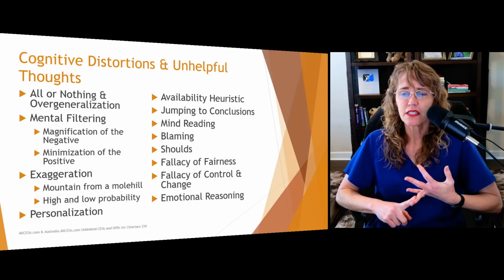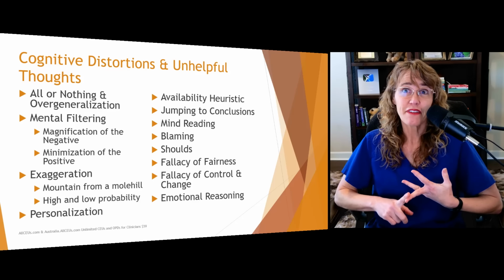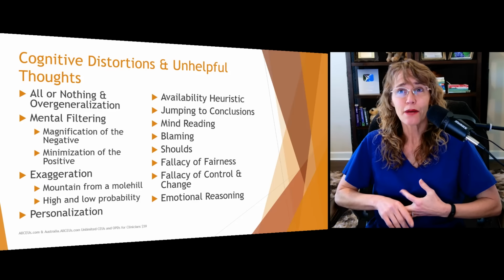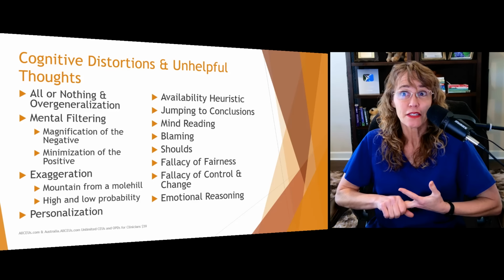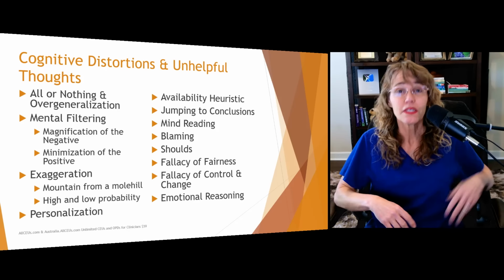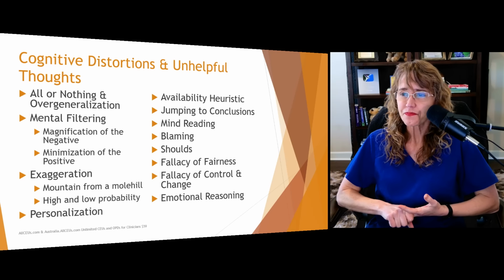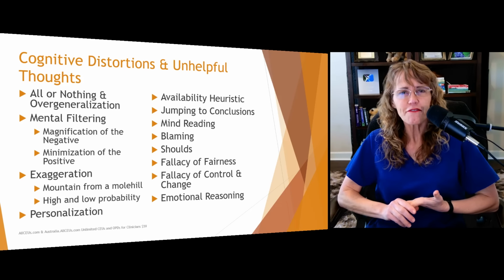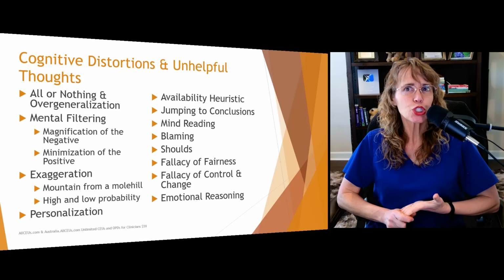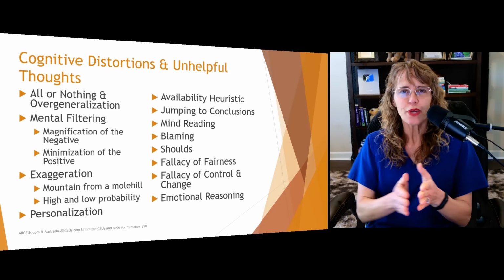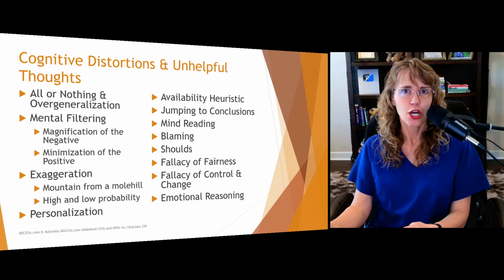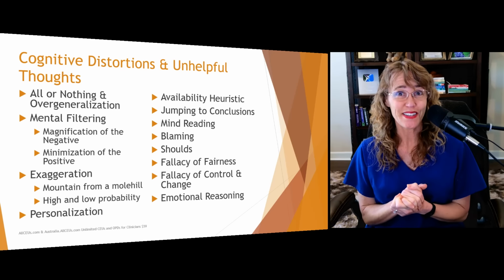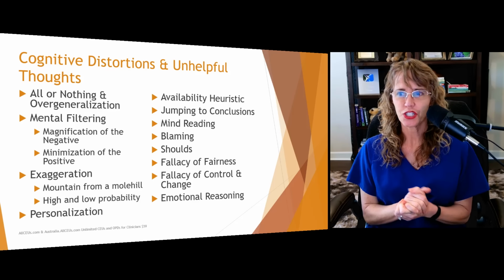Blaming, shoulds, thinking that life is going to be fair, it doesn't happen. People need to accept the fact that sometimes unfair things happen, whether they're acts of God or acts of people. Life can be very unfair. The fallacy of control and change is another one. People often are far more confident that they can control things that they can't. You can't control another person. You can tell them what you would like them to do. You can encourage them to do it, but only they can choose to change.